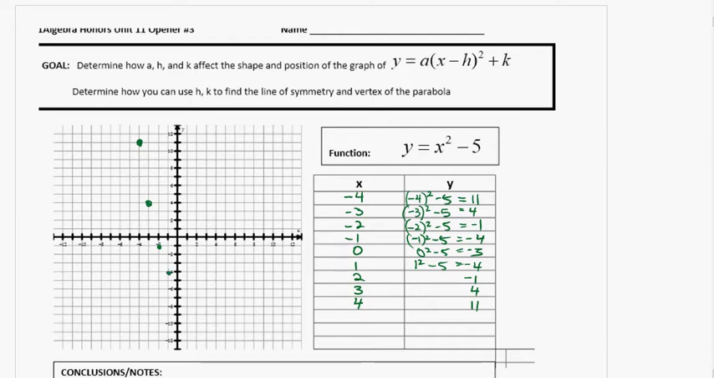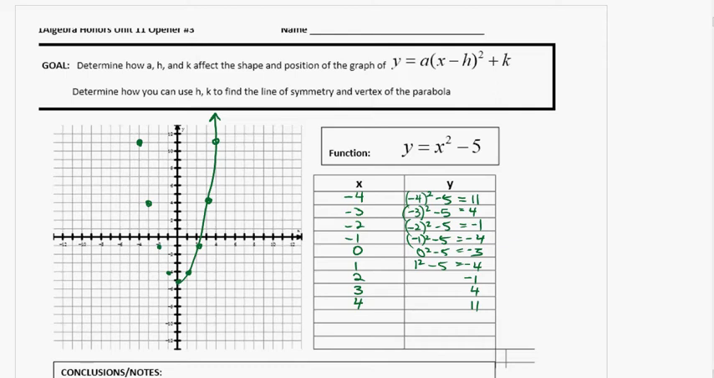Does that seem right? I feel like I must have done something wrong here. No, I guess that's right. Negative 5, negative 4, negative 1, up to 4, and up to 11. Look at that. Looks like a parabola.